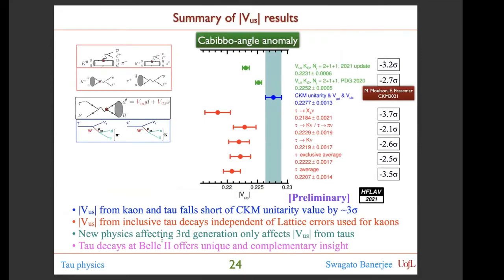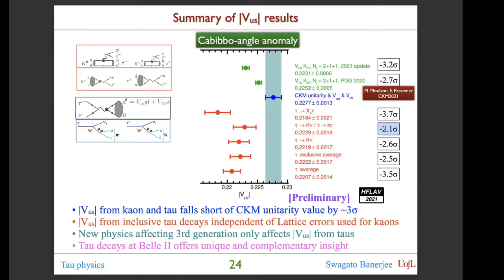So putting this all together, we have the different measurements of V_us. Firstly, the measurement of V_us from the K_l3 decays, which interestingly differs from unitarity by -3 sigma. Similarly, the kaon K_l2 decays also differ from unitarity by about 3 sigma. The inclusive measurement differs from unitarity by about 3.7 sigma.